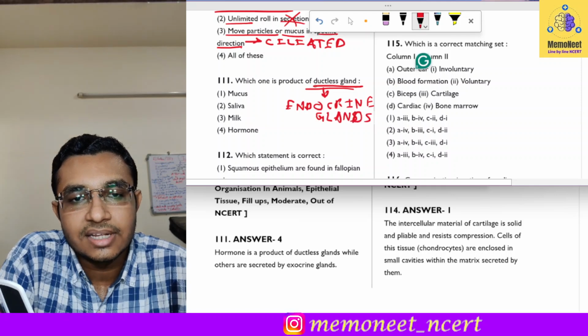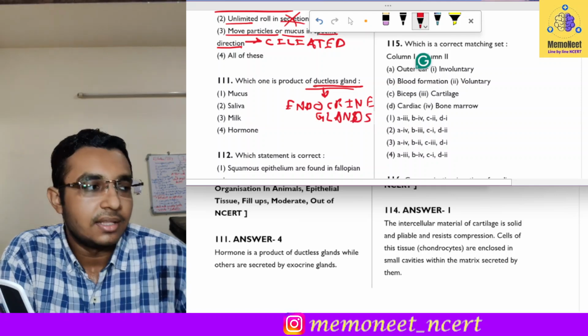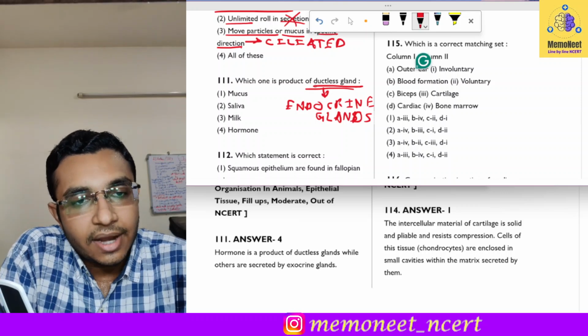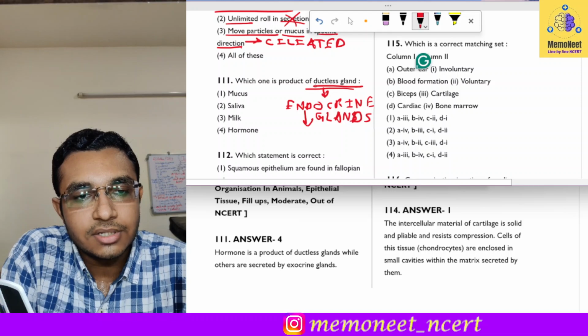So the ductless glands are called as the endocrine glands. The glands which have the ducts are called as the exocrine glands. Now see, the endocrine glands secrete what? They secrete hormones.